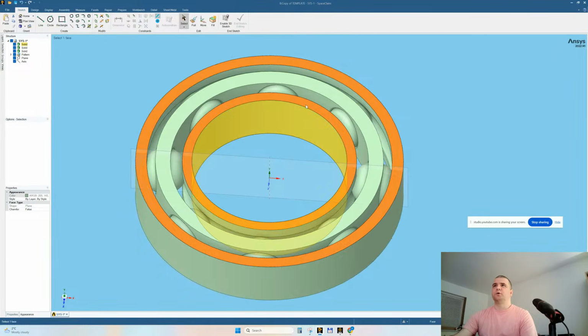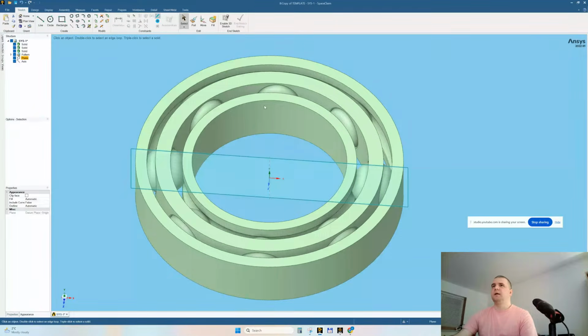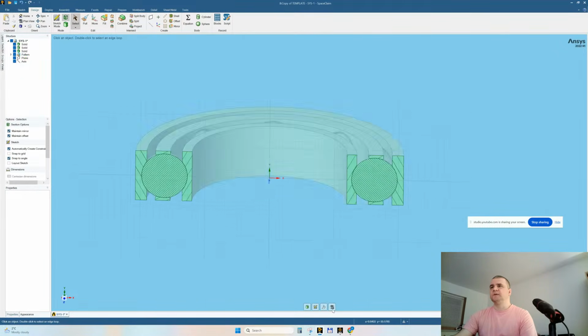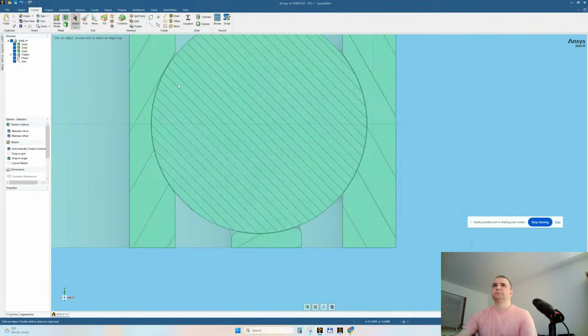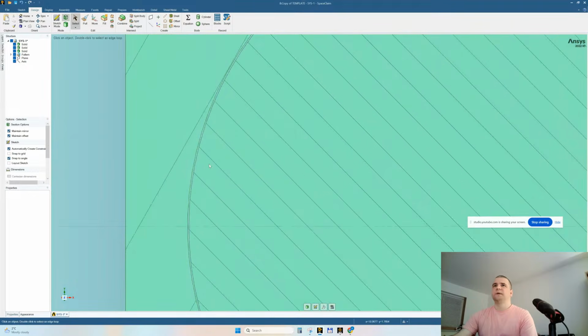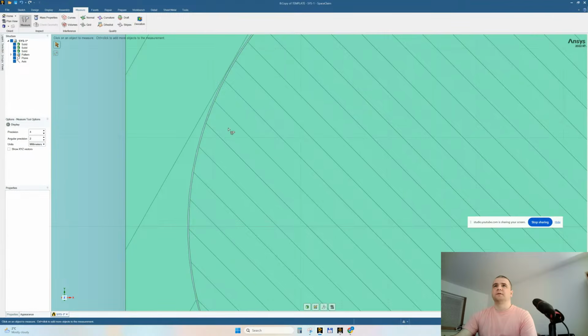Let's make these opaque and check the gaps. We can measure these gaps. Measure. I will click one edge, and with Control pressed, I will click the second edge. So look here, 0.015.